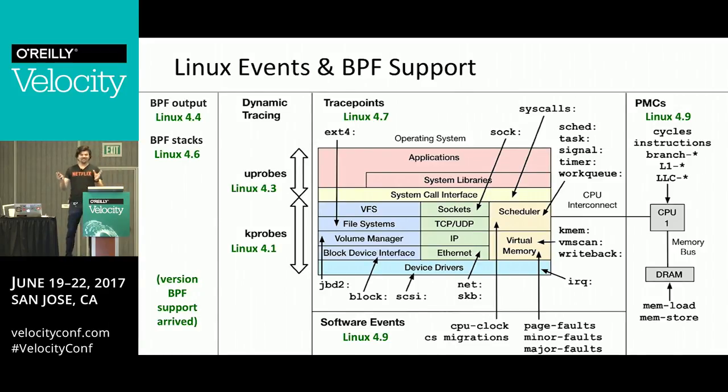Now, this is why I said Linux 4.9 was exciting, but Linux 4.4 is not too bad. We can attach BPF programs to many different event sources in the kernel. And so I already mentioned uprobes and kprobes. That's for user-level and kernel-level dynamic tracing. There's PMCs for hardware-level events, and so on.